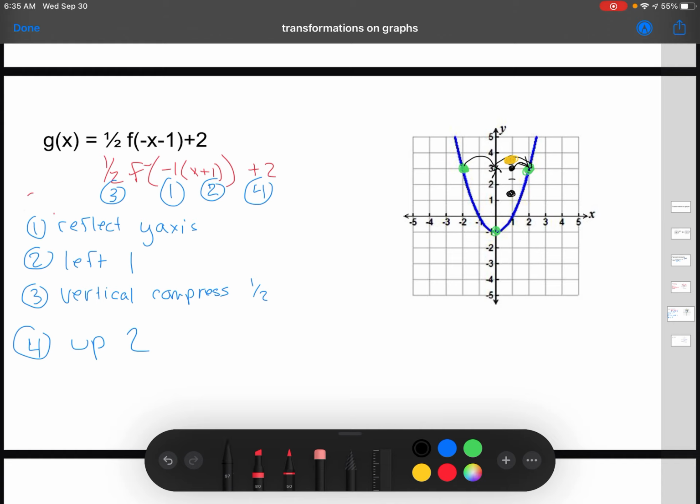So then do it to the other point on the other side. So you reflect it, go left 1, compress it by half, and then go up 2. So this yellow point is my final point.